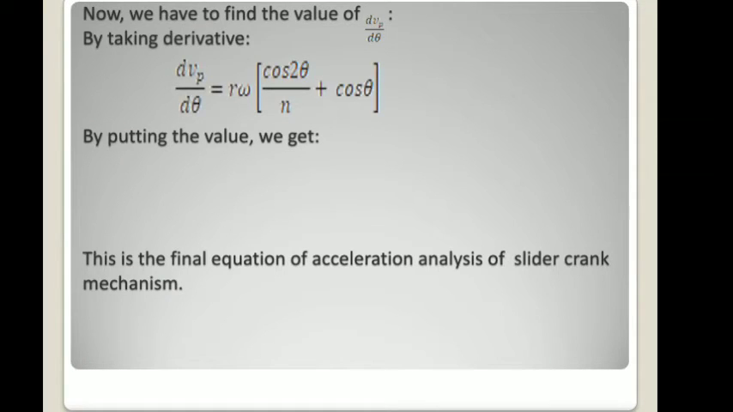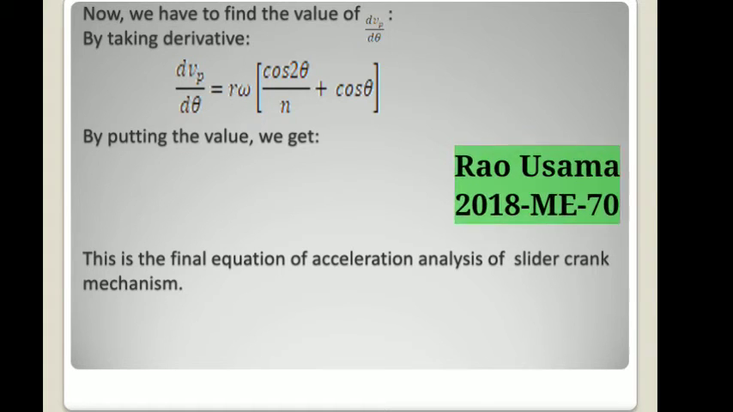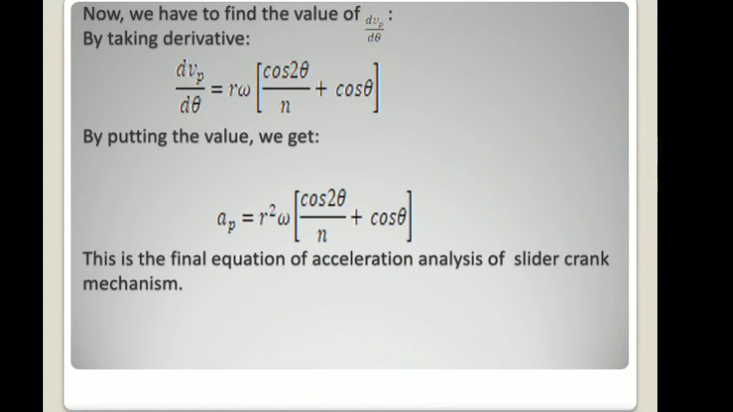Now we have to find the value of dVp over d theta. By taking the derivative, we get dVp over d theta is equal to r omega into (cos 2 theta over n plus cos theta). By putting the value, we get Ap is equal to r square omega square into (cos 2 theta over n plus cos theta). This is the final equation of the linear acceleration of slider crank mechanism.